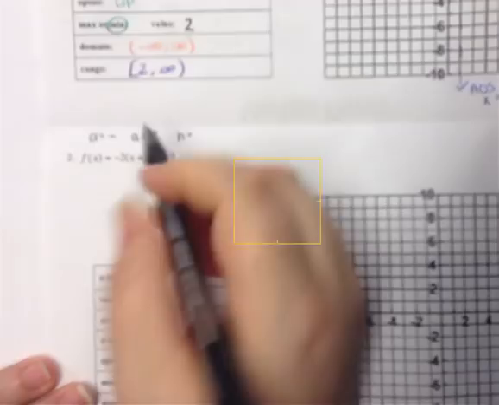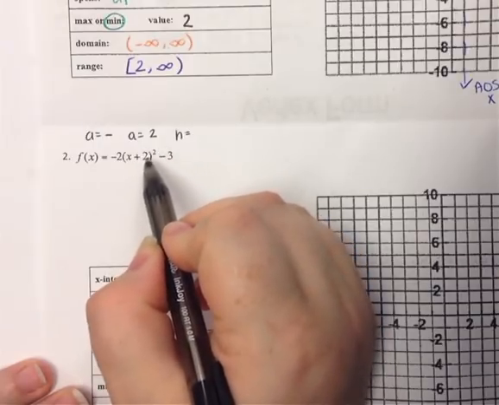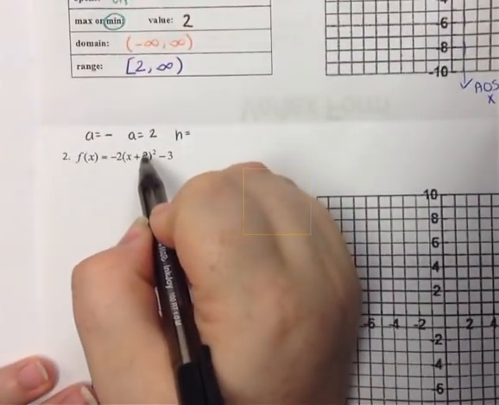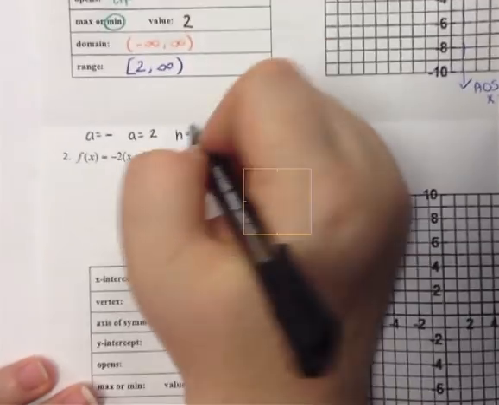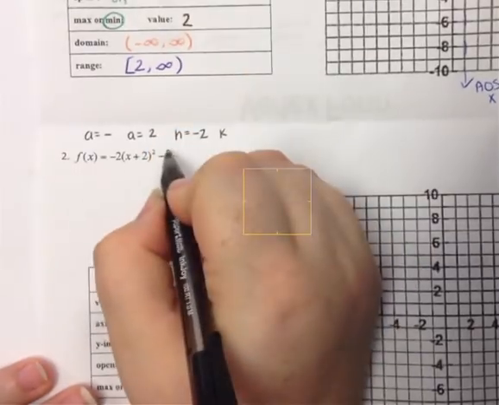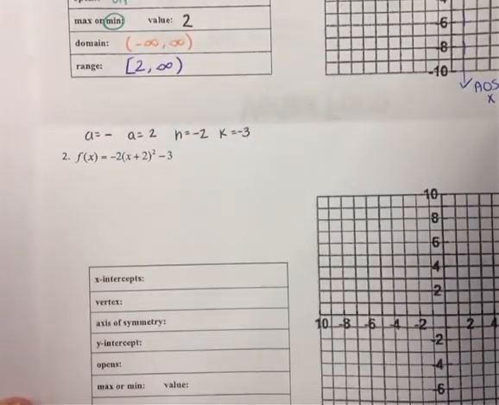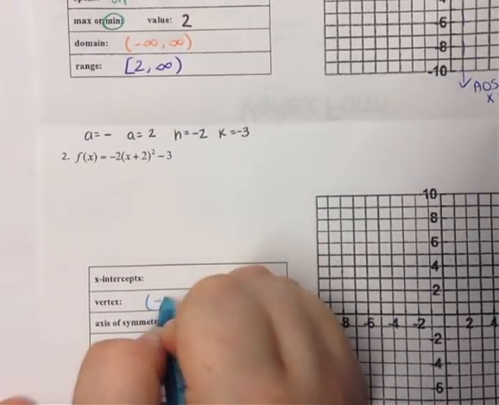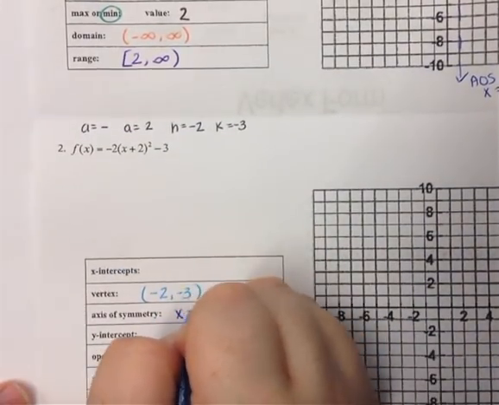Our H value, because it's in this format, this is vertex form, because it's squared, and then there's a number on the outside, so this is vertex form. This is not x-intercept form, because there is a minus 3 at the end. Since it's in vertex form, we take the opposite of our 2, so we change the sign, it becomes a negative 2. But our K value, we want to keep the sign, whatever is on that K value, so we keep that negative 3. So what that tells us is that our vertex is at negative 2 and then negative 3. Our axis of symmetry then is x equals negative 2.